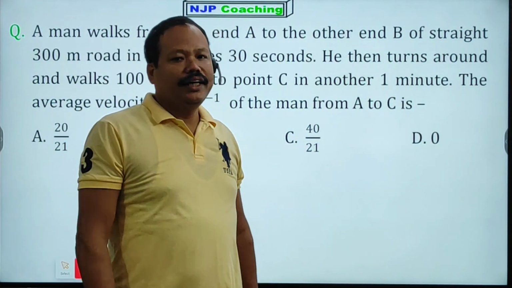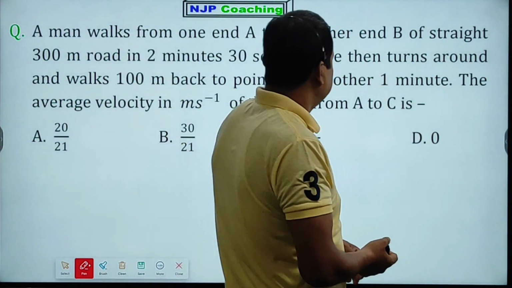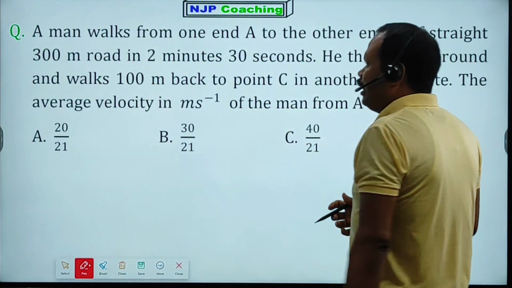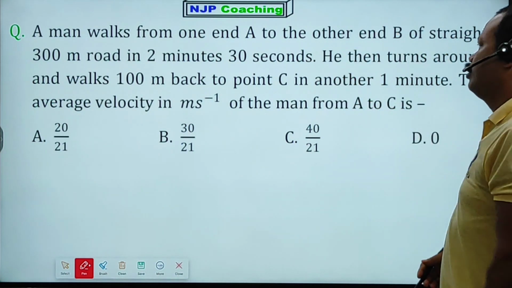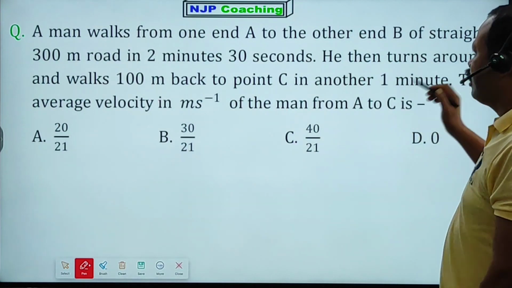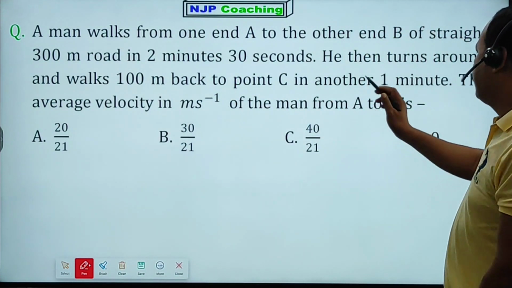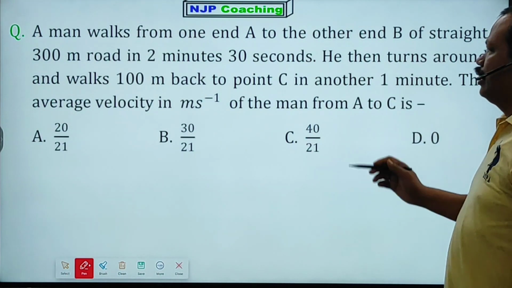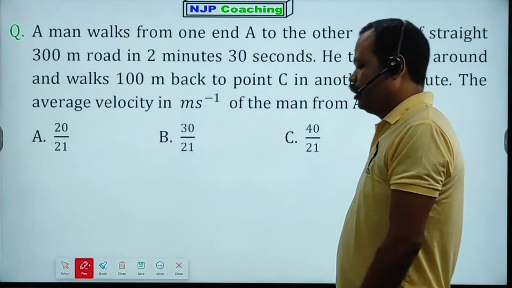A man walks from one end A to the other end B of a straight 300 meter road in 2 minutes 30 seconds. He then turns around and walks 100 meter back to point C in another 1 minute. The average velocity in meter per second of the man from A to C.